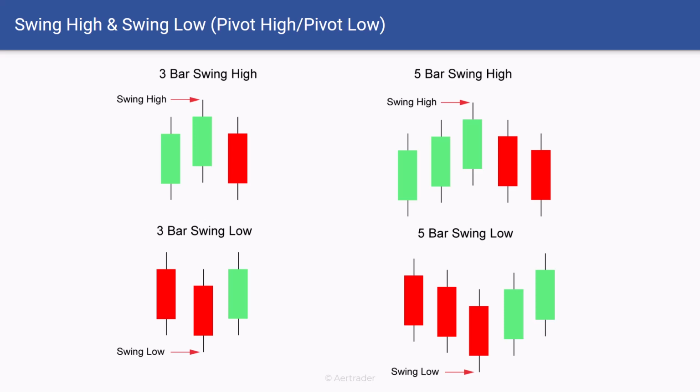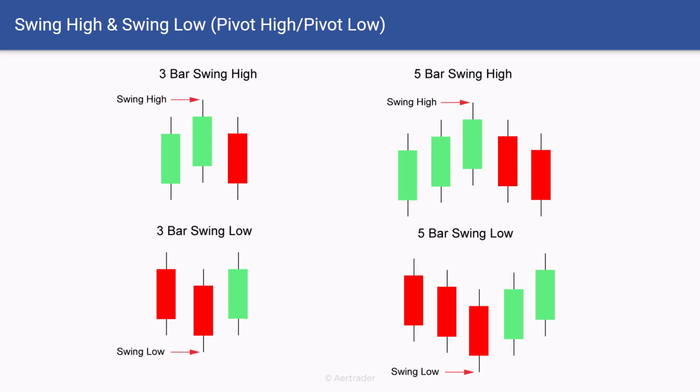On the top left corner, we have a 3-bar swing high. A 3-bar swing high consists of 3 bars. The middle bar has the highest high, and the bars to the left and right have lower highs. On the bottom left corner, we have a 3-bar swing low. For a 3-bar swing low, the middle bar has the lowest low, and the bars to the left and right have higher lows.